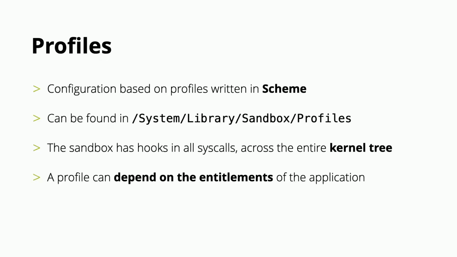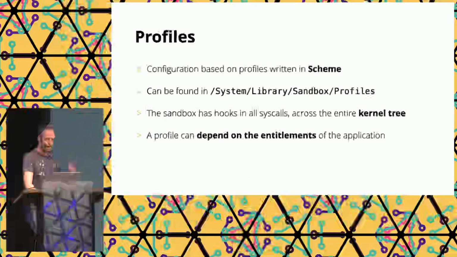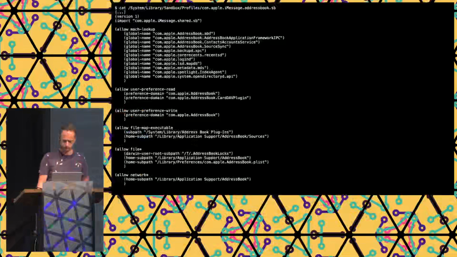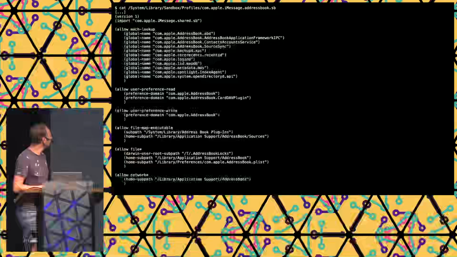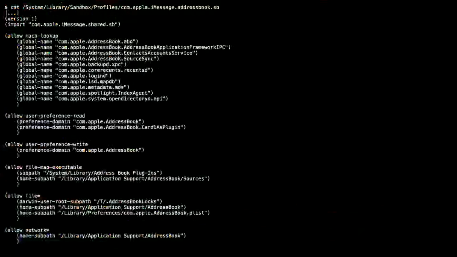So a profile can depend on the entitlements of the application. So if you have a certain entitlement in your application, it can use a different sandbox profile to allow you to read or use certain syscalls, for example. Now, this is an example sandbox profile for iMessage in this case. So it has some read and write permissions, and it has some permissions to communicate with other services.